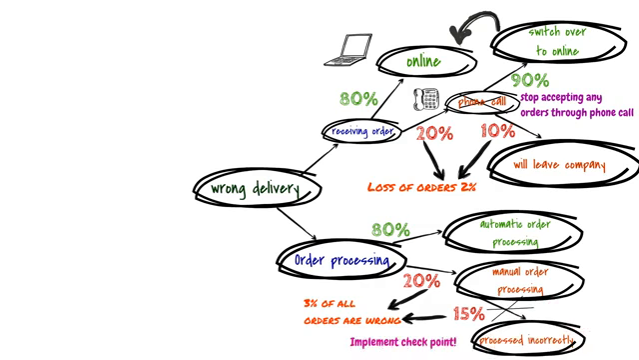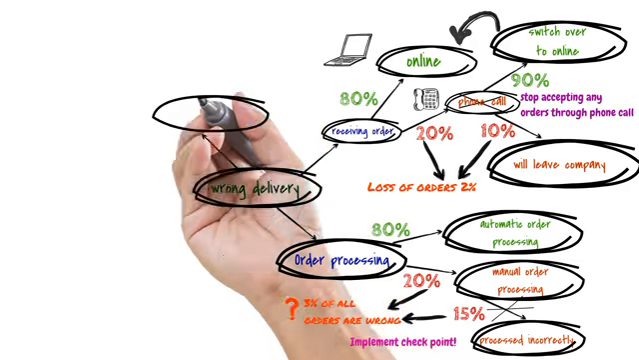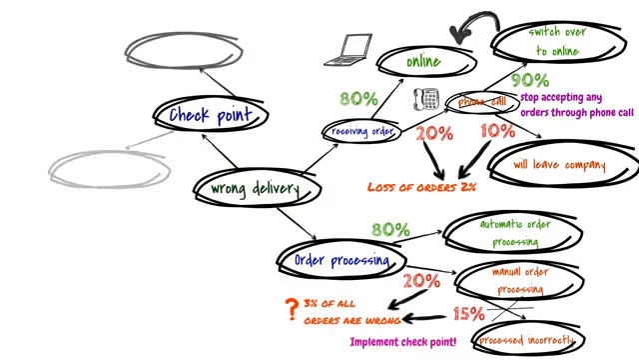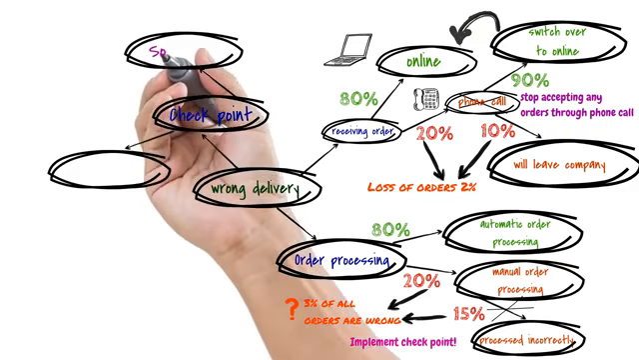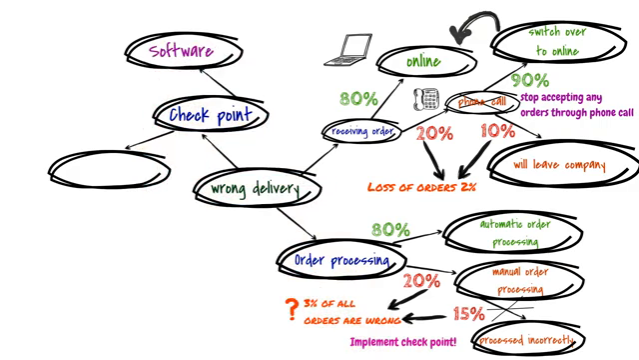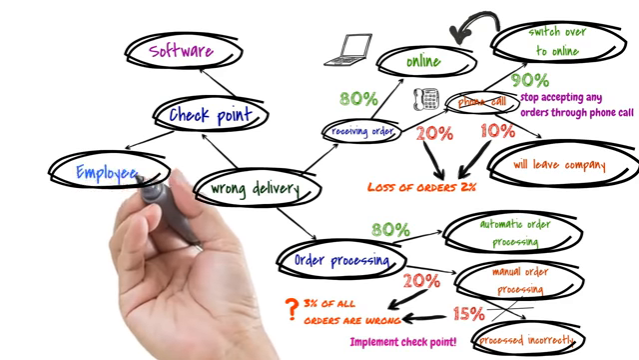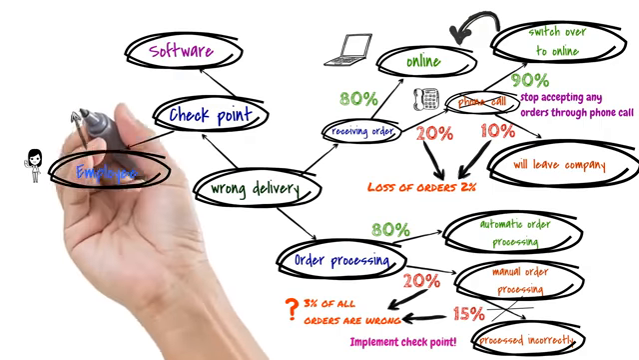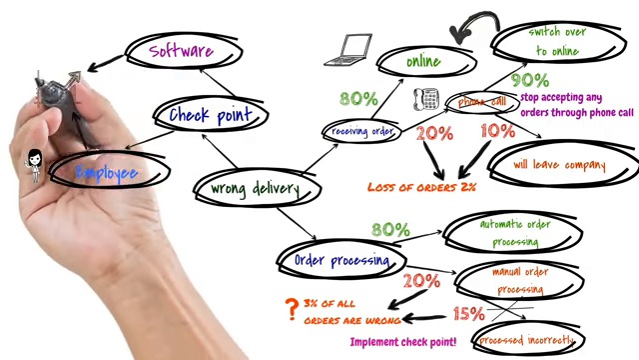Does it really make sense to implement a checkpoint just to prevent 3% of wrong orders? To be able to answer this question, we add a new connection to the main subject. The title will be checkpoint. We have 2 options. Either we implement the software that will sort out all wrong processed orders, or we hire an additional employee to check all the manually processed orders. The best way to answer would be a cost-benefit analysis.